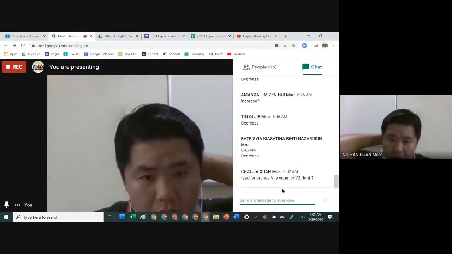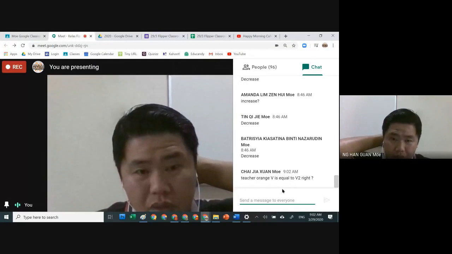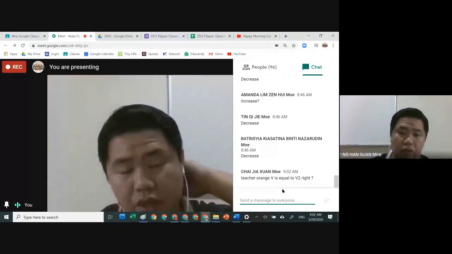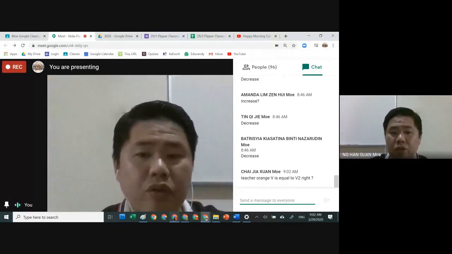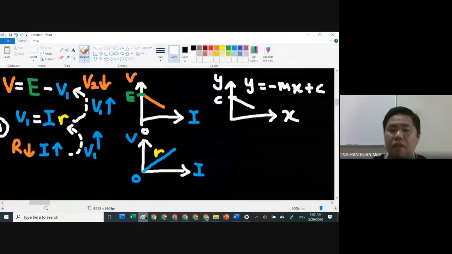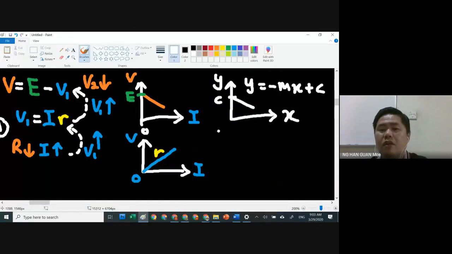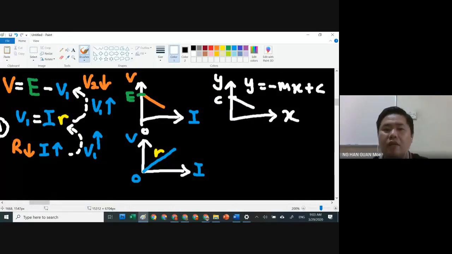Orange V is equal to the V2. Yes, orange V is the V2 in the diagram that I showed you. Right. Okay, so now we compare these two graphs.